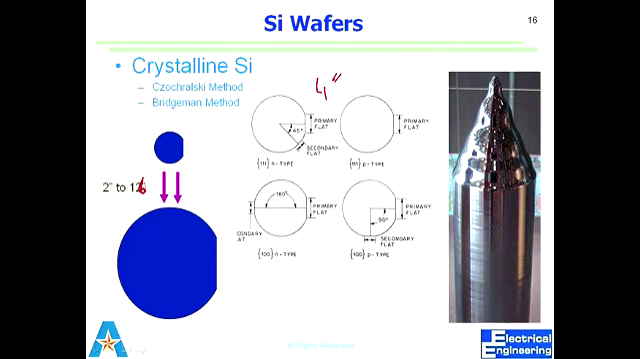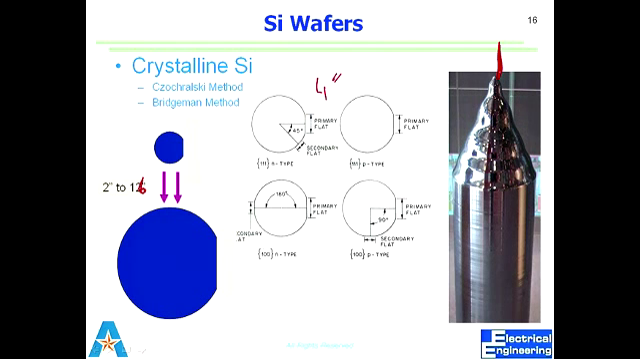How do we make crystalline silicon? By pulling out ingots of silicon from molten silicon. The ingot is pulled out using what we call a crystalline seed. We dip the seed in molten silicon, and what do we do with the seed? Pull it out.